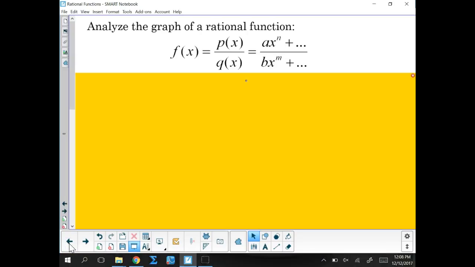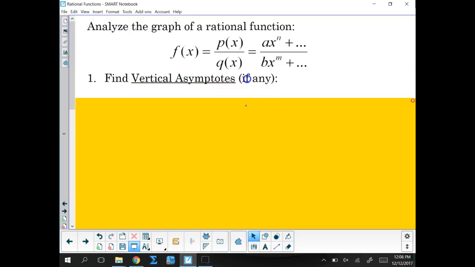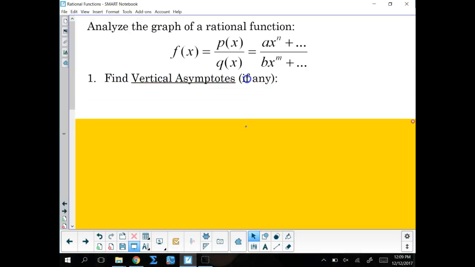So, what's the first thing we do? Domain and vertical asymptotes. Okay, so how do we do domain and vertical asymptotes? Look at the domain of the Q of X. And what about the denominator? You don't want it to equal 0. So our denominator cannot equal 0.